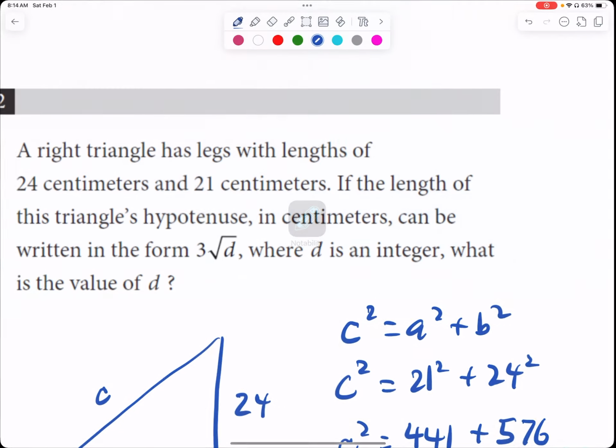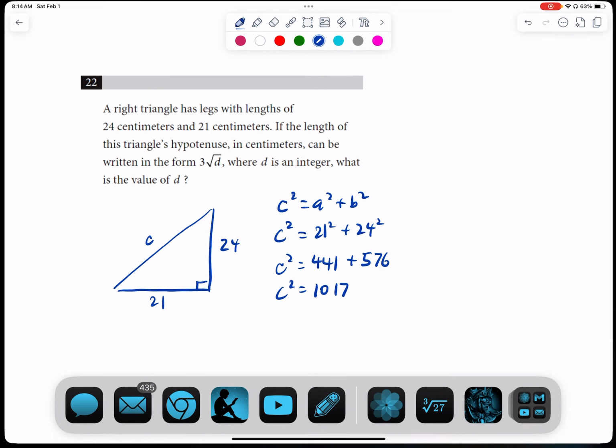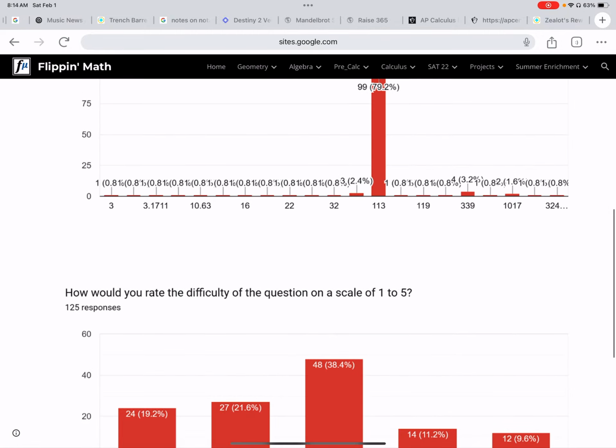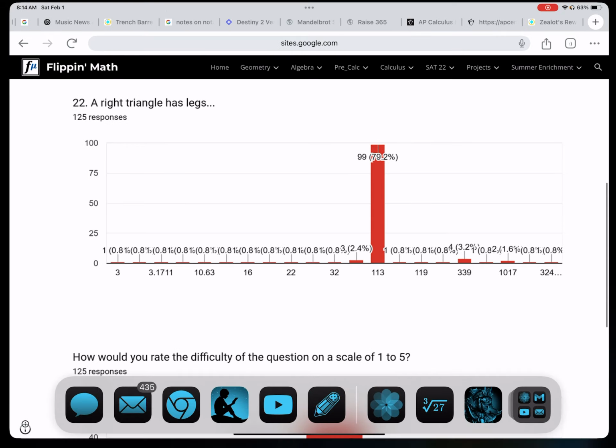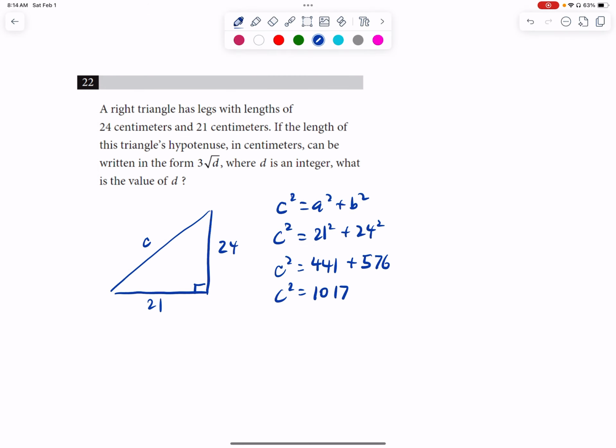I'm curious to know, did anybody answer 1017 here? Let's see what the internet says. It looks like some of them did. It's right there, 1017. Okay, go back to our solution.